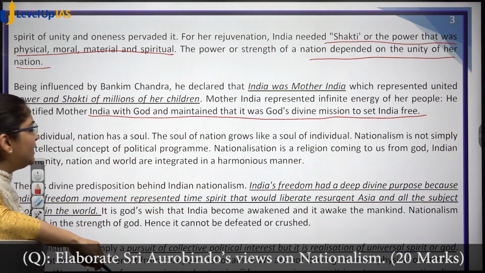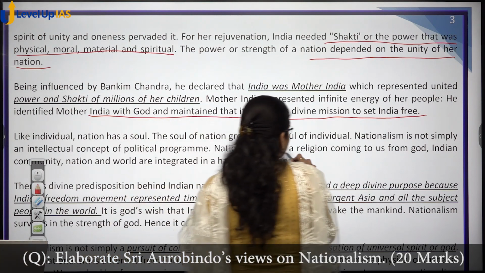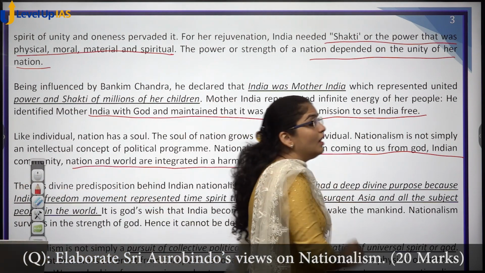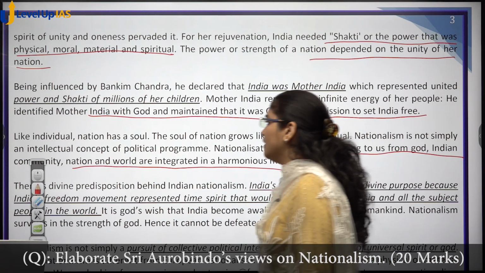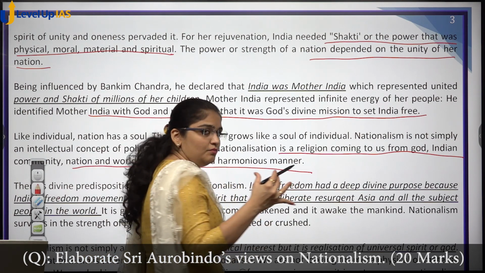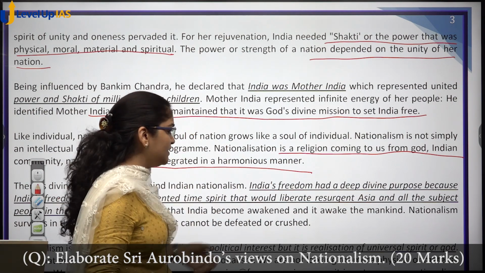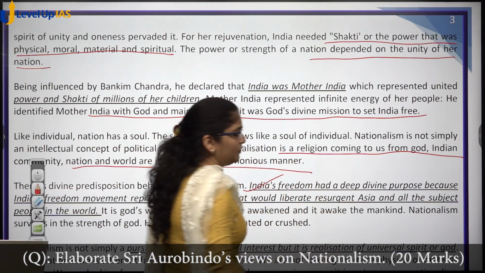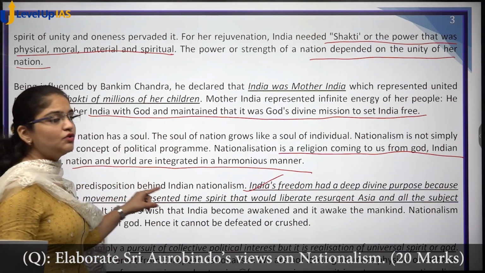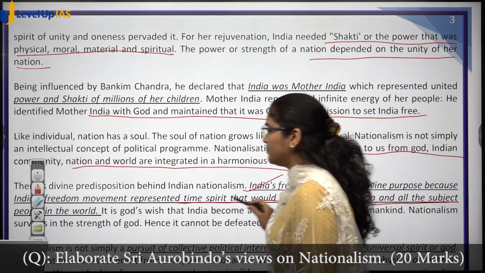So nationalism is not simply an intellectual concept or political program, okay. Thus it is a religion coming to us from God. Indian community, nation and world are integrated in a harmonious manner, okay. Now, there is a divine predisposition behind Indian nationalism that he is linking. When we have linked it with God, with divinity as the basis, why did we need divinity? Because India's freedom had a deep divine purpose, because India's freedom represented the time spirit that would liberate resurgent Asia and all the subject people in the world.